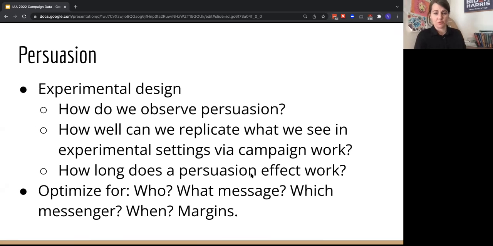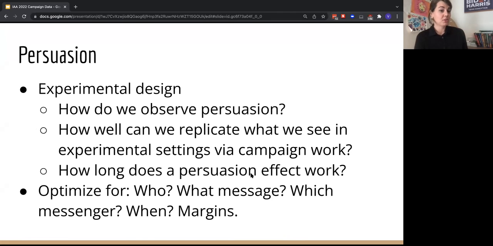And then if you have gotten so far as to think, yes, I, from this political campaign, have created a situation where I have persuaded someone, and I feel reasonably sure that the metrics I have in place to observe that are functional and working, how long does that last? When do I need to do my persuasion event?